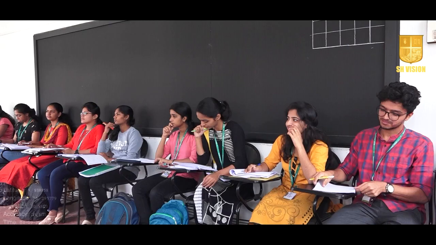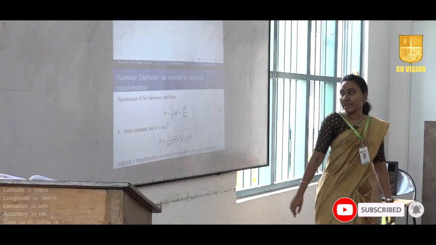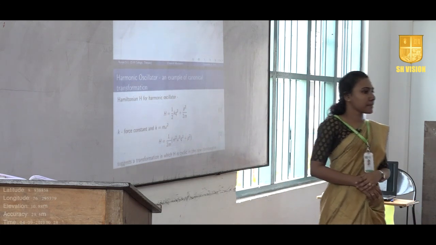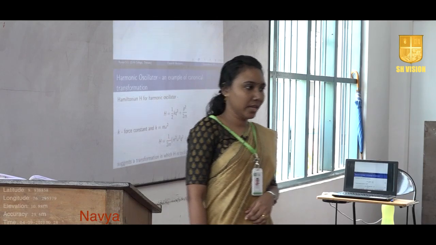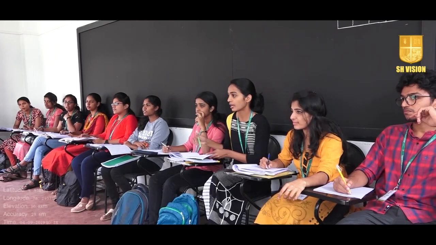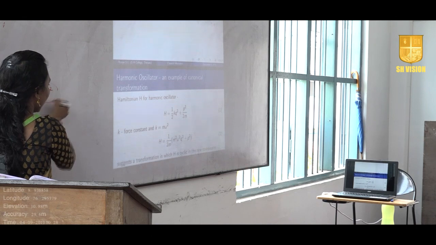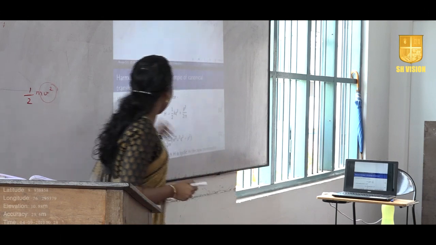Last class we discussed canonical transformations, and today we are going to apply a canonical transformation to the harmonic oscillator problem. First, what is the Hamiltonian for a harmonic oscillator? The Hamiltonian is H = T + V, and T is half m v squared, and you are going to replace v in terms of p.